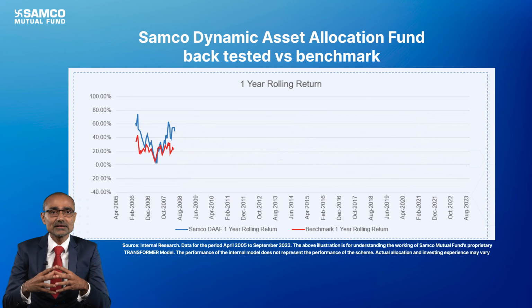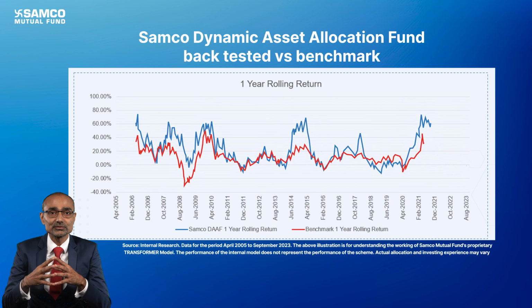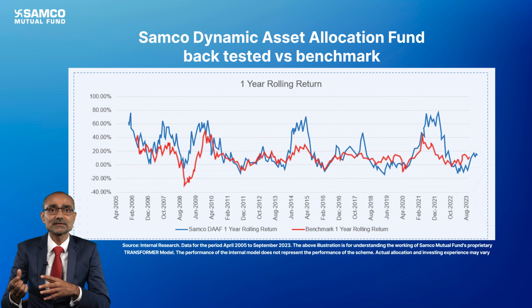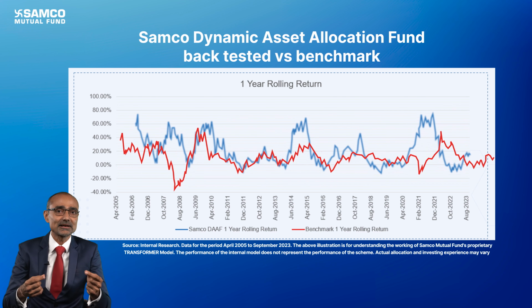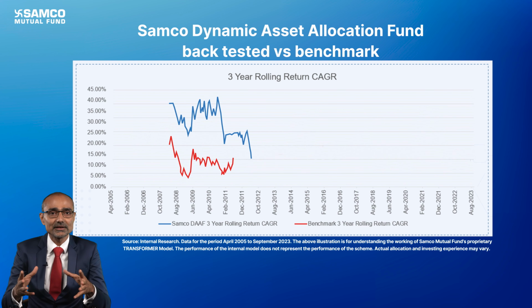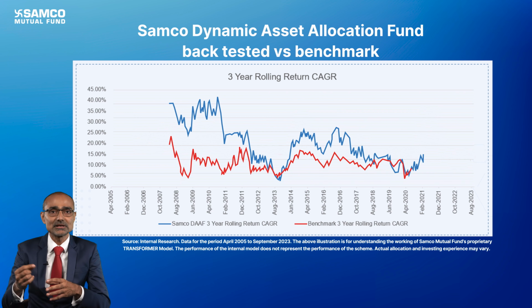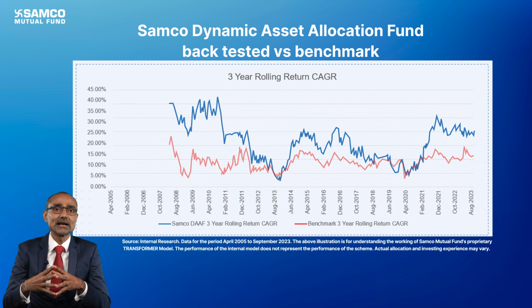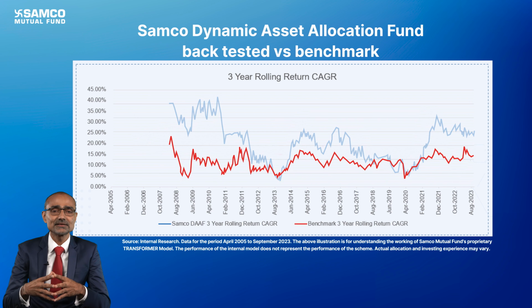Let me explain the back-tested results when compared with Nifty 50 TRI. Obviously, this comes with standard disclaimers. This is the 1-year rolling return since 2005. The blue line is the Samco DEF transformer model returns and the red line is the benchmark returns. These are the 3-year rolling returns since April 2005. The blue line is the Samco DEF transformer model returns, the red line is the benchmark returns.